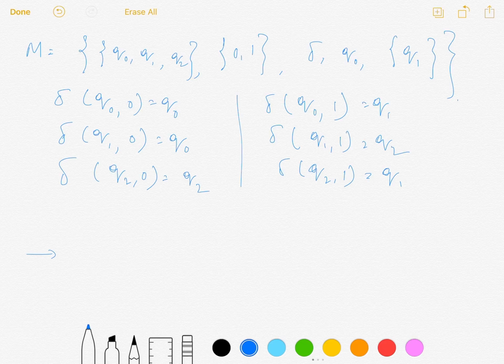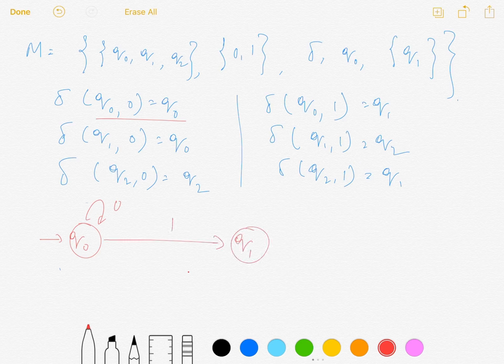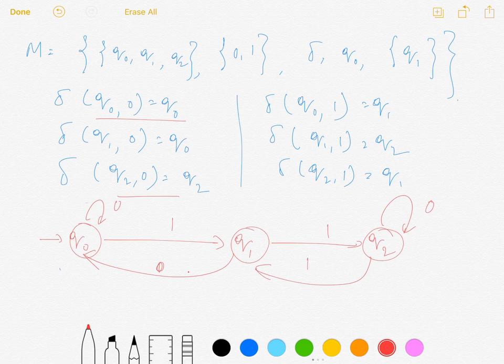Now, based on this transition function, how to draw the diagram? Now, I know that my initial state is Q0, right? Now, at Q0, if I give 0, where it is going? Q0. Now, look at this. If I give 0 at Q0, it is going to Q0. If I give 1 at Q0, it is going to Q1. Now, at Q1, if I give 0, it is coming back to Q0. If I give 1 at Q1, it is going to Q2. Now, at Q2, if I give 0, it remains in Q2. If I give 1, it is coming back to Q1.